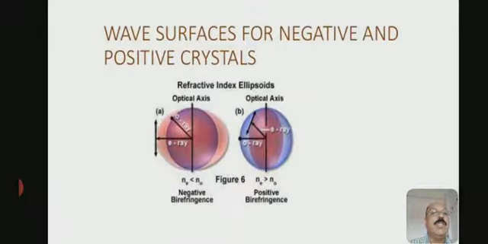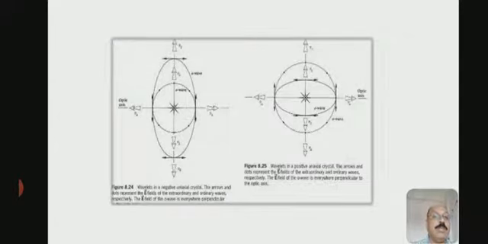The wave surfaces for negative and positive crystals. You see these two figures, one is negative birefringence and another one is positive birefringence. So what is negative and positive birefringence? You observe these two figures, one is elliptical and another one is circular.